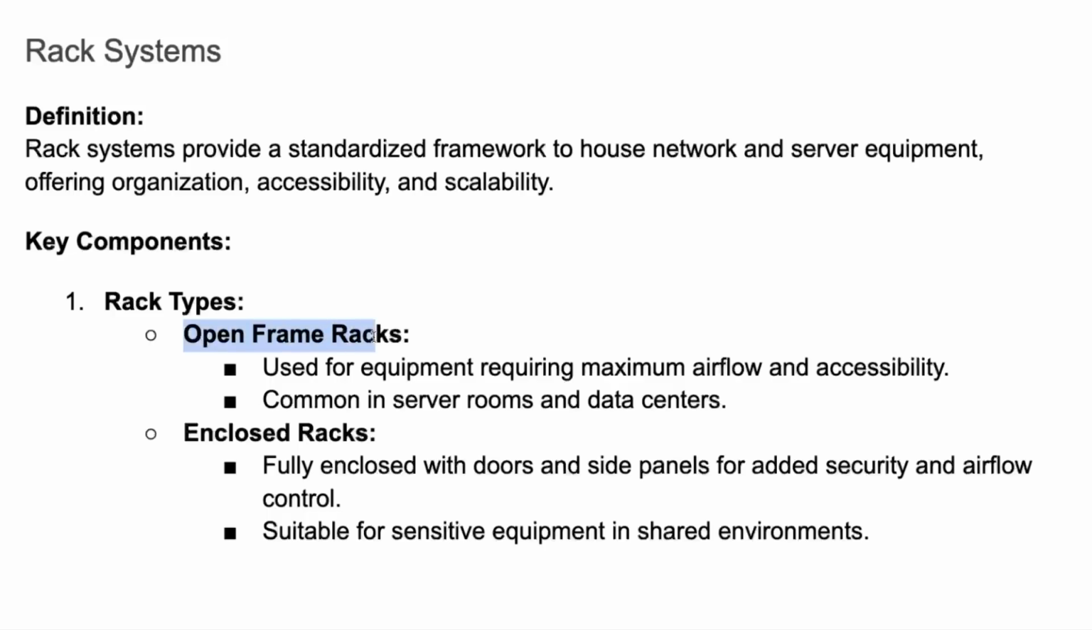So you have the open frame racks that are used for equipment that requires maximum airflow and accessibility. They're common in server rooms and data centers because the server room itself is locked, and the data center itself has security, and it's hard to get into the room that has the open frame rack. And then you have the enclosed rack that's fully enclosed with doors and side panels for added security and airflow control. And it can also be locked, right? It's suitable for sensitive equipment in shared environments. So multiple people from multiple organizations and companies can get in this room. So this one, you actually lock the rack itself.